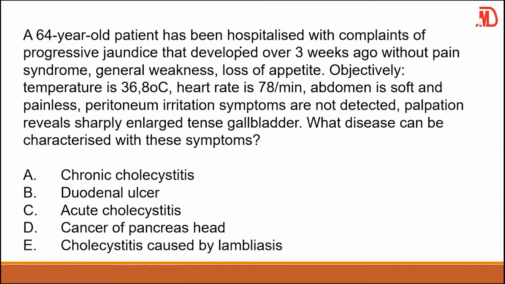A 64-year-old patient has been hospitalized with complaints of a progressive jaundice. Again, we have three types of jaundice: prehepatic, hepatic, and post-hepatic. We've discussed it. And in post-hepatic, the color of the feces is colorless. That is just by the way. They say it has developed over 3 weeks without pain syndrome, general weakness, loss of appetite. Temperature is 36.